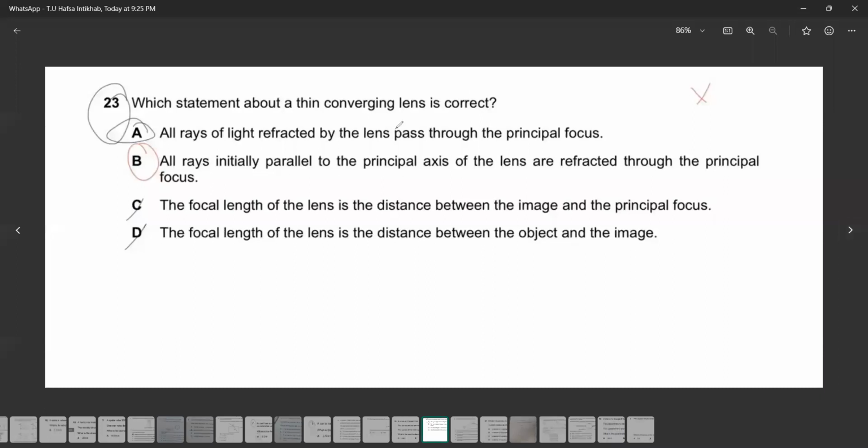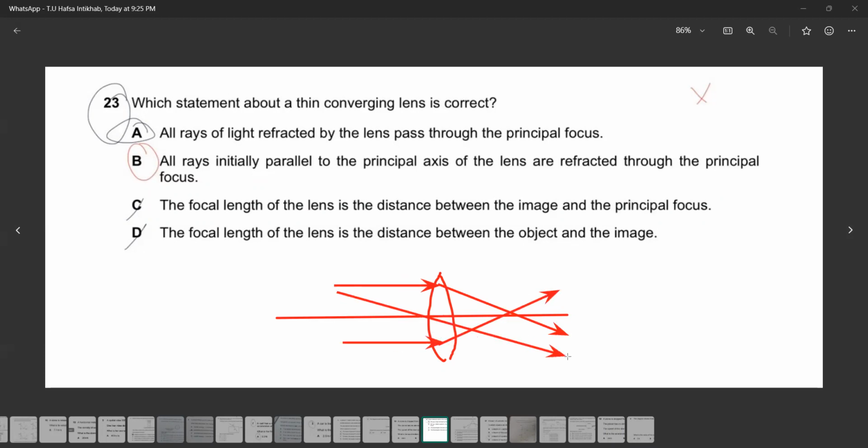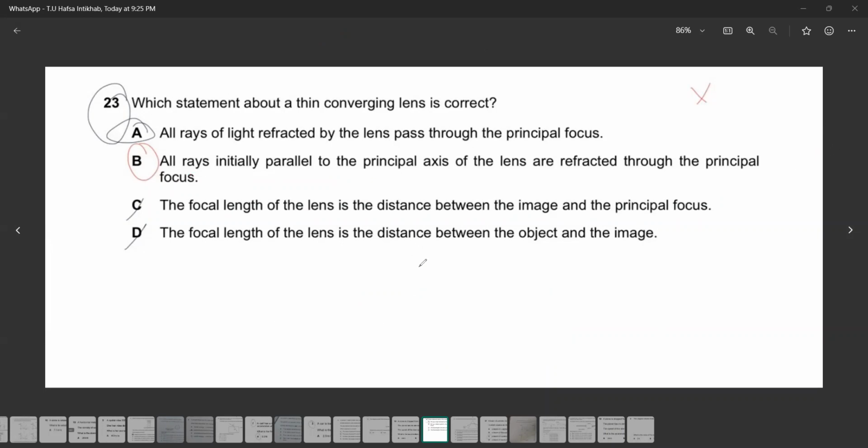Which statement about a thin converging lens is correct? So if we have a thin converging lens, a convex lens, all the light rays refracted by the lens pass through the principal focus. That's wrong. Only the parallel light rays will pass through the principal focus, but not all of them. All rays parallel to the principal axis will refract through a focus. That's correct. Parallel light rays will always pass through the focus. So the light rays which are parallel to the principal axis will always pass through the focus point.